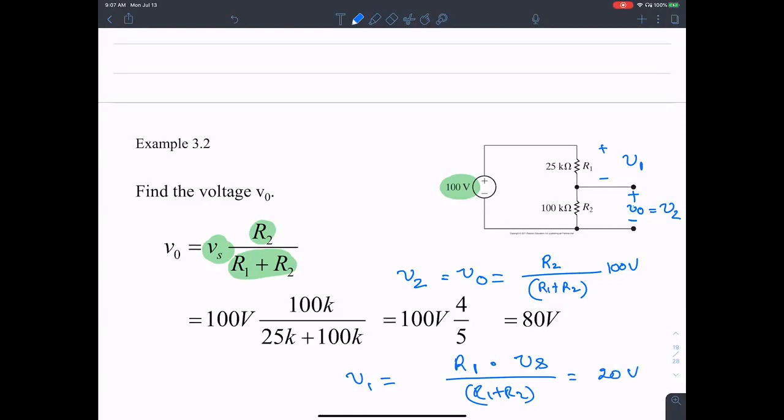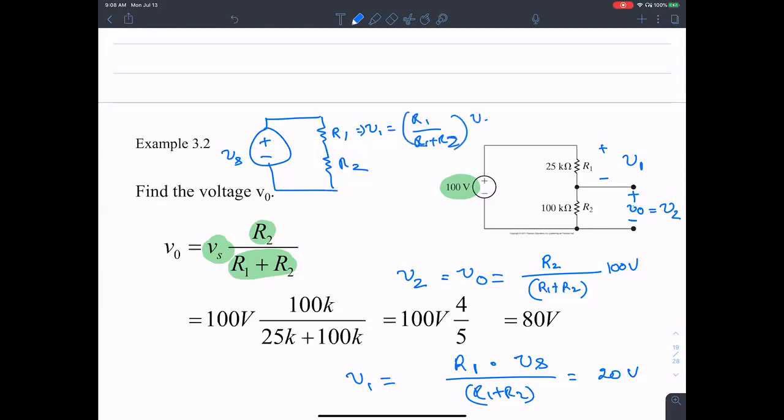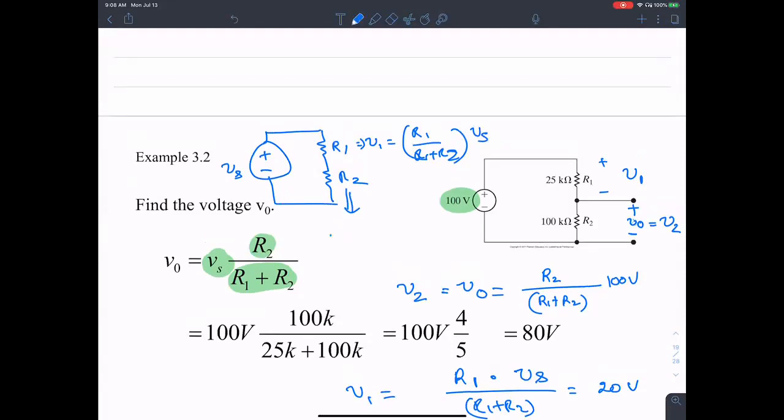So that's the idea of voltage division. When you have two resistances, R1 and R2, connected in series through a voltage source, Vs, the voltage dropped across R1, V1, is R1 by R1 plus R2 times Vs, and the voltage dropped across R2, V2, is R2 by R1 plus R2 times Vs. That's voltage division.